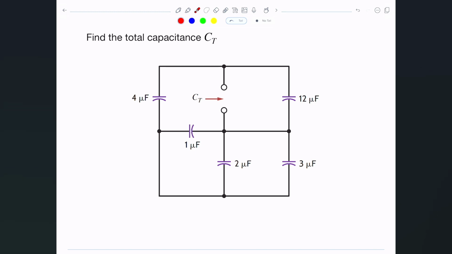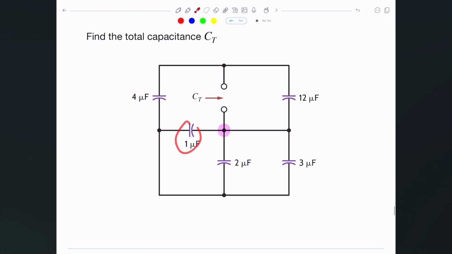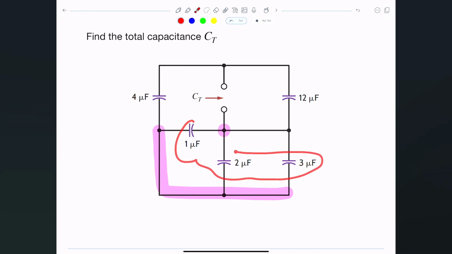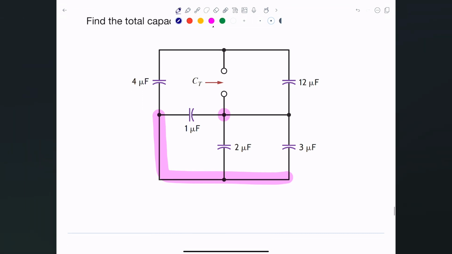So first I'll identify that this node is shared between this 1 microfarad, 2 microfarad, and 3 microfarad, and all of them also share this node in here. This is the same node. So as it turns out, the 1, 2, and 3 are all in parallel, and of course we can combine them. Capacitors in parallel can be combined similar to how resistors in series are. This is how I remember it: it's the opposite of resistors. So all you have to do is combine them.